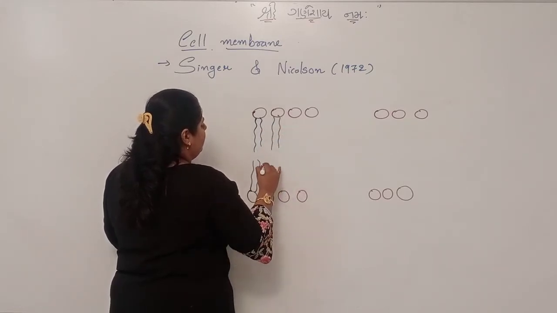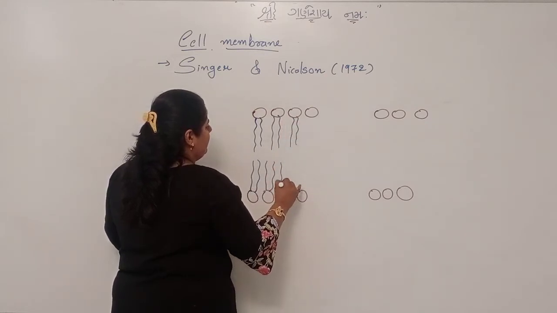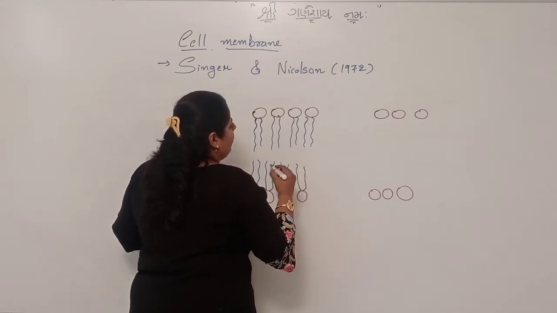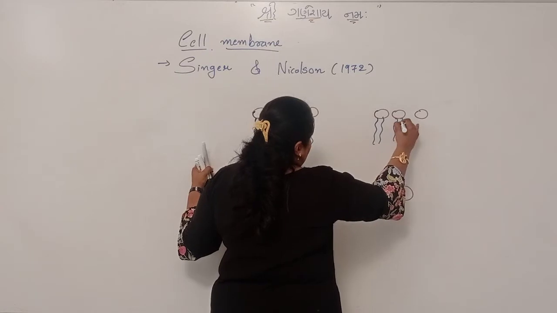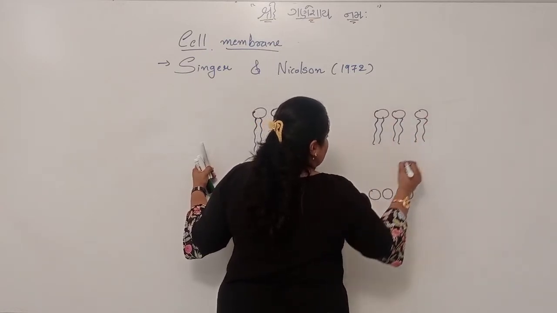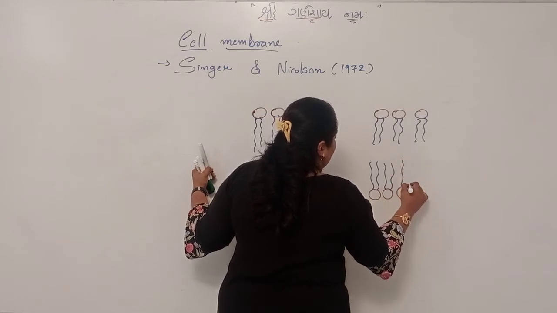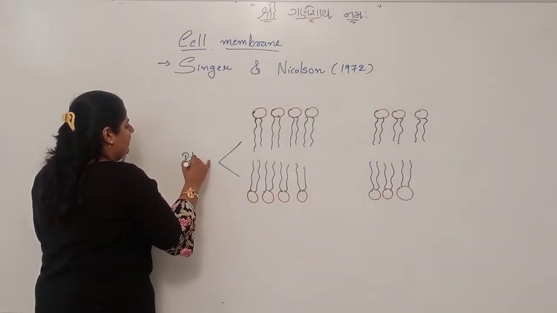Tail is made up of lipid and head is made up of phosphorus. So as you know, beta, lipid does not react with water. So this is the basic structure of the lipid bilayer. This is called a bilayer.